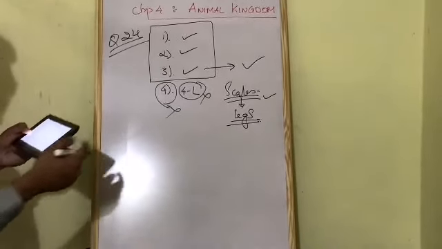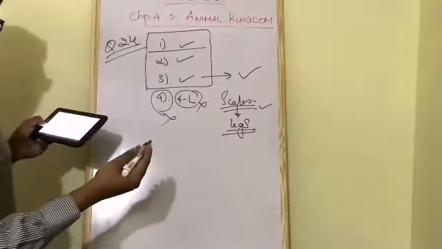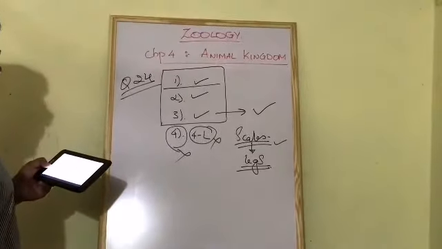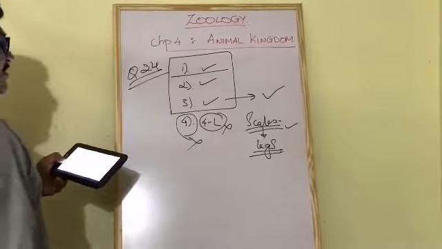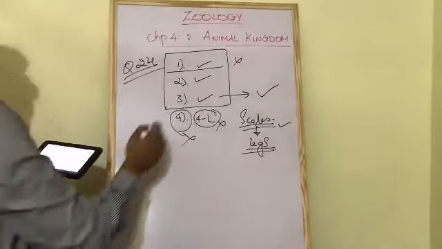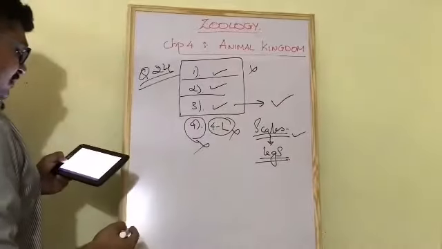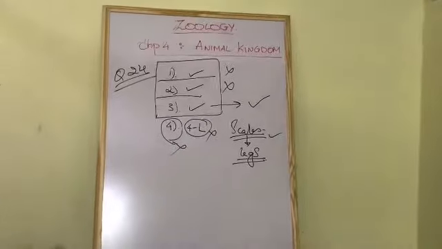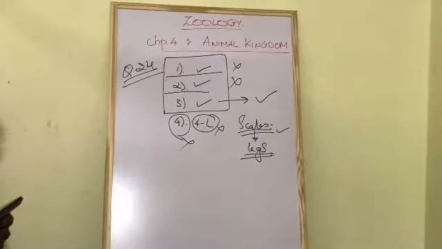If you talk about the first option, they are flying animals. Of course, birds can fly, mammals also can fly, reptiles can also fly. So flying is not an option. Next, the second one, they are warm-blooded. Yes, birds are warm-blooded, but even mammals are warm-blooded. So that is the reason why option number 3 is supposed to be the correct option.